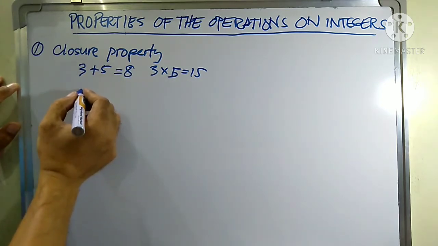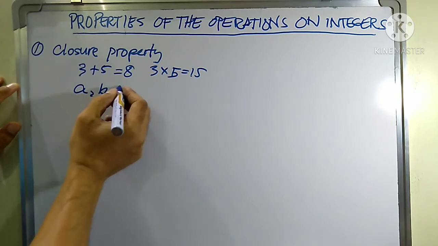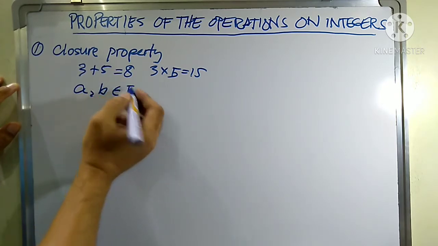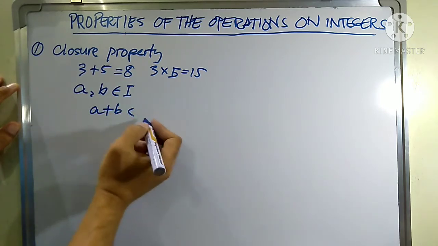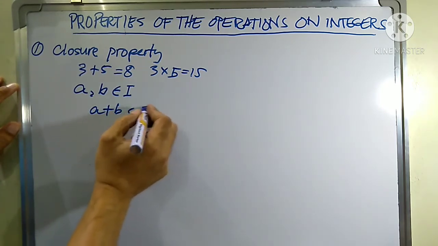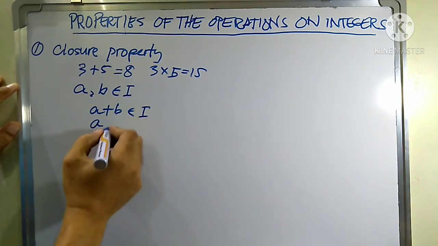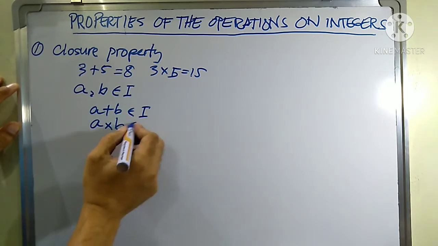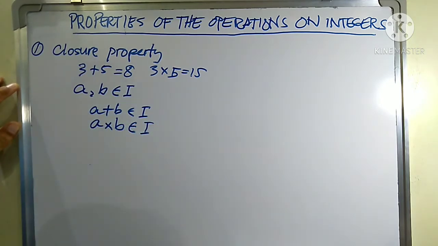So if we have a and b that are integers, a plus b, the answer is also an integer. And a times b, the answer for this is also an integer. Closure property is closed under addition and multiplication.